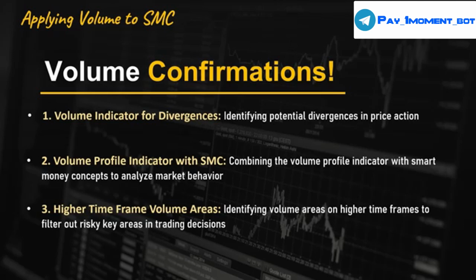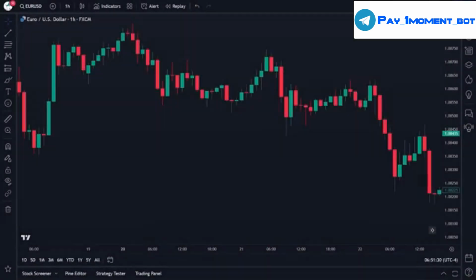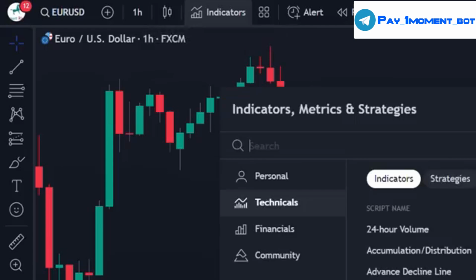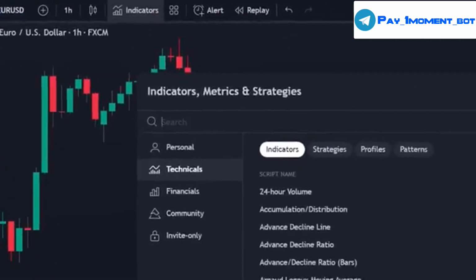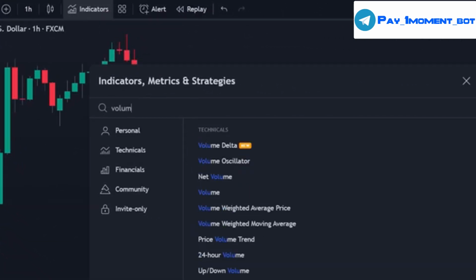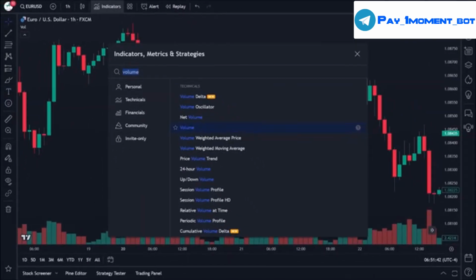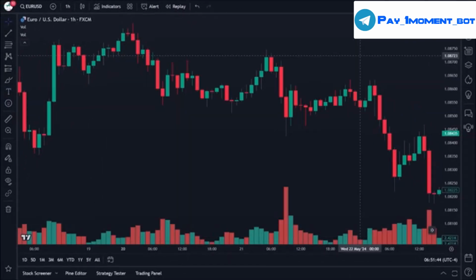Now let's dive into the details of each method and see how they can be combined with smart money concepts to provide optimum entries. Starting with the volume indicator, you can add it to your chart by clicking on the Indicator tab and searching for volume. This is the simplest and most commonly used volume indicator among traders. Now, as you can see, the volume indicator has been added to our price chart.